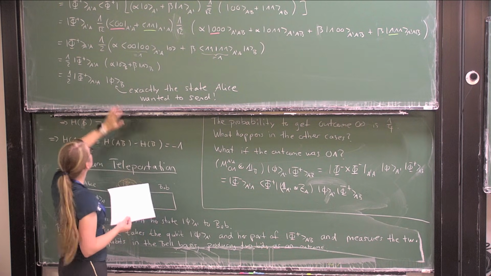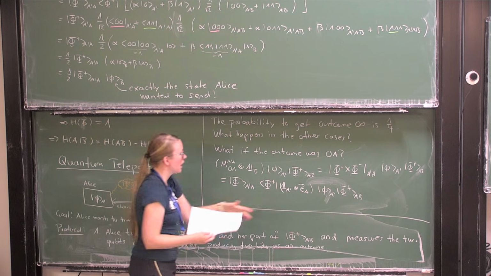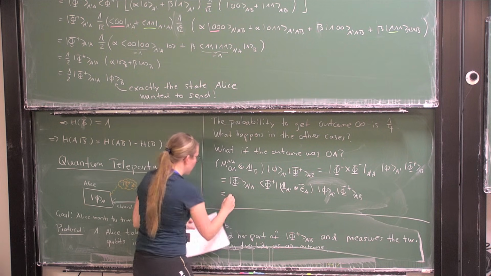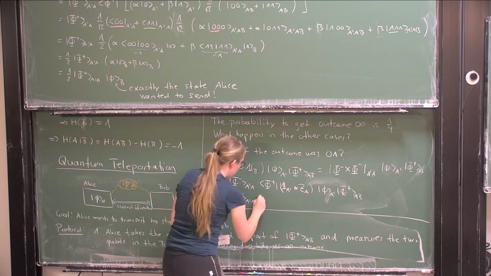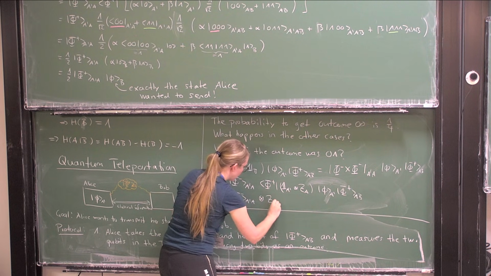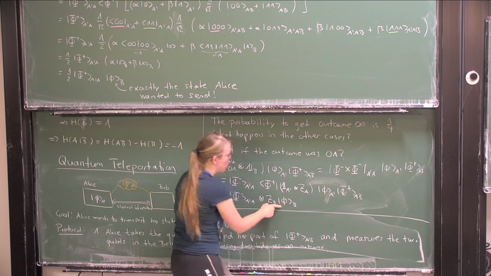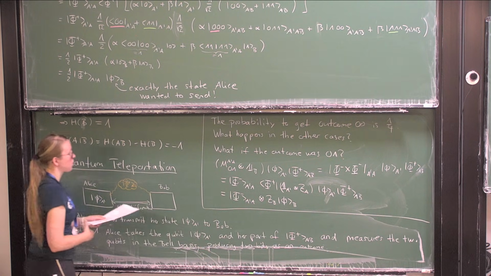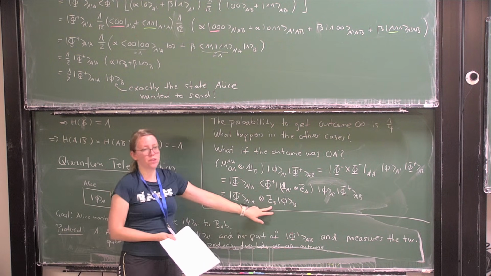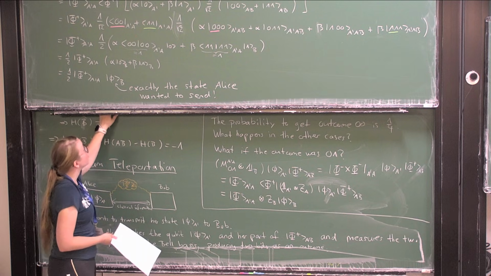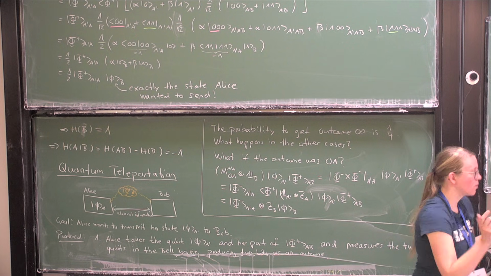And then if you do this calculation again, which I will not do again on the board, what you find in the end is that Bob's state is the Z operator on system B applied to the state phi B, the one that Alice wanted to send. So Bob doesn't get exactly the state that Alice intended to send, but the state together with an operator. So there needs to be some additional step in the protocol to correct for that.